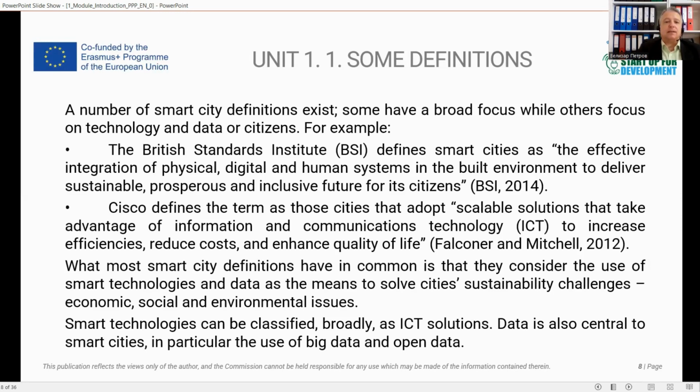What most smart city definitions have in common is that they consider the use of smart technologies and data as the means to solve cities' sustainability challenges, economic, social, and environmental issues. Smart technologies can be classified broadly as IT solutions. Data is also central to smart cities, in particular the use of big data and open data.